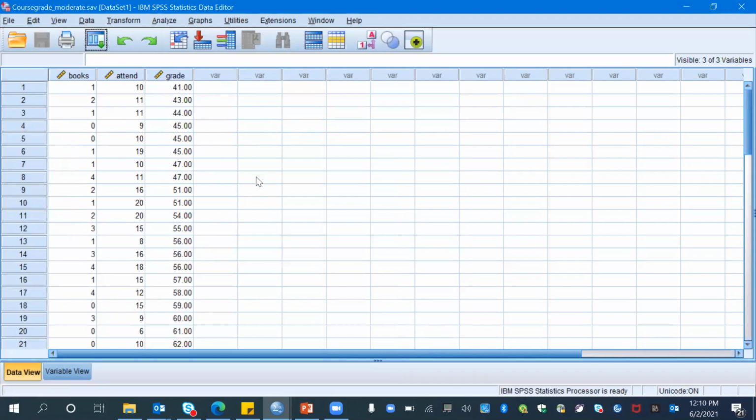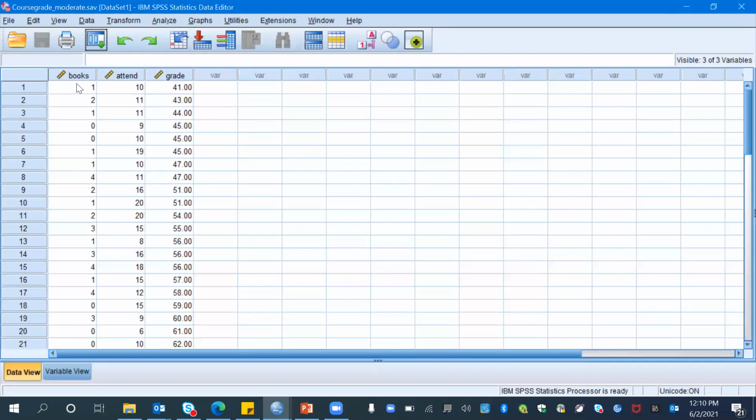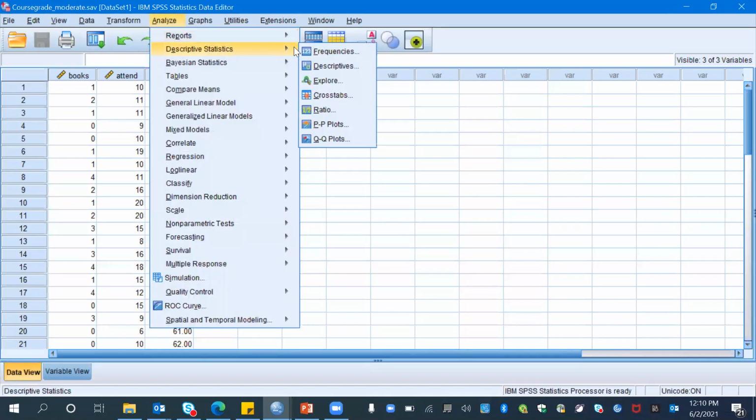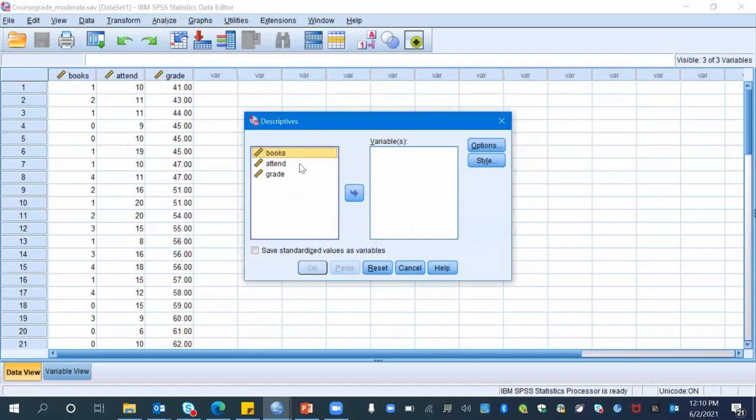So we are going to follow these steps that we talked about last time and just follow them one by one. The first thing we're going to want to do is center our continuous predictors. In this case, we have 2 predictors, books and attendance. So I'm going to go to my descriptives and I'm just going to get the means and the standard deviations of both the books and the attendance.